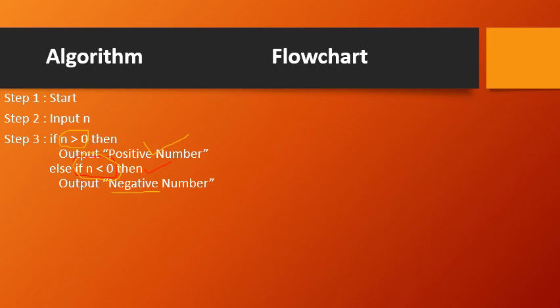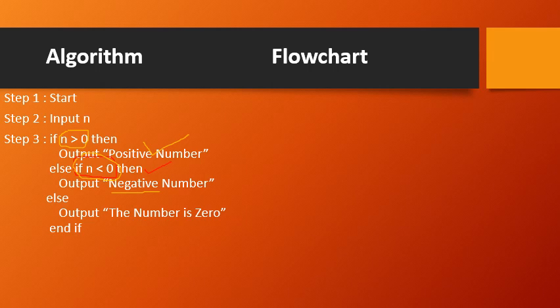How? Because the number is not a positive number. If it is not positive, and it is also not a negative number, then definitely it will be a 0. So in the else, we will have the output saying that the number is 0. And we will conclude our if statement. For that, we will write end if.